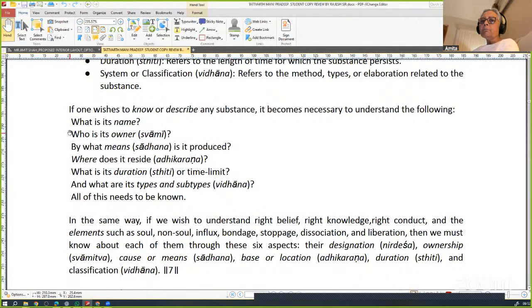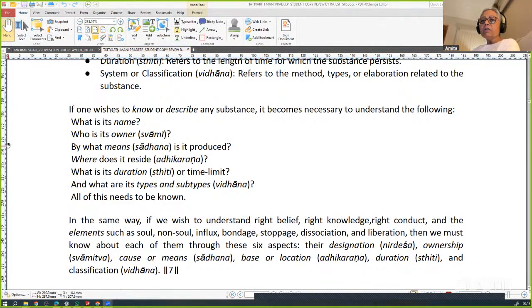Who is its owner? By what means is it produced? Where does it reside? Sorry, I forgot to read the Hindi words. Who is its owner? Swami. By what means, sadhana, is it produced? Where does it reside? Adhikaran.